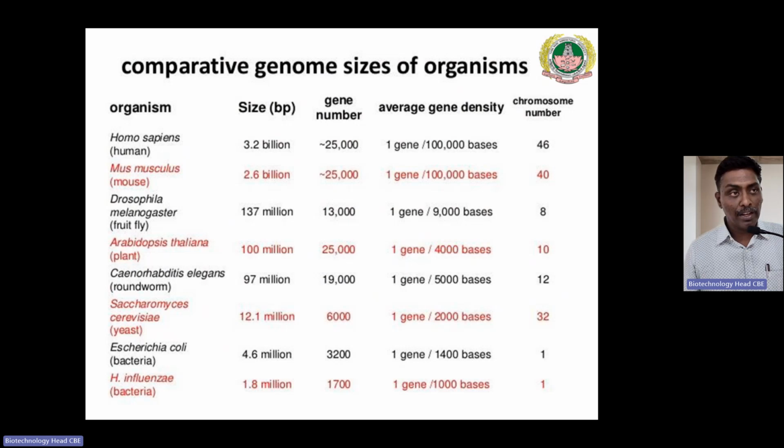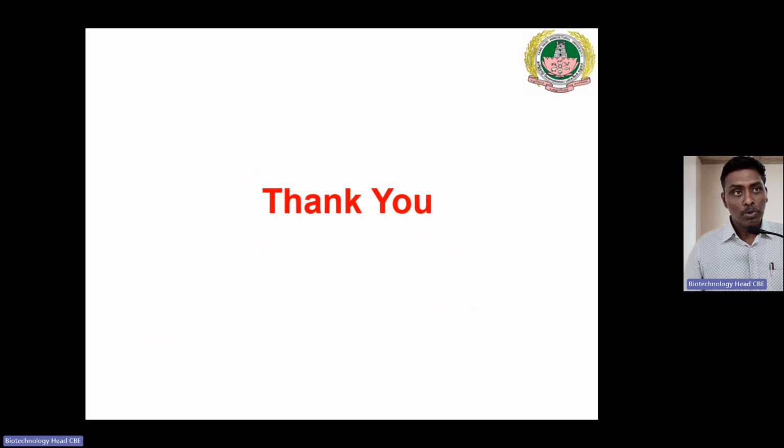Another example is Haemophilus influenzae, a bacterium. The genome size is 1.8 million base pairs. The gene number is around 1,700. It also has only one chromosome. So in this lecture, we clearly discussed how genomes are organized in prokaryotes as well as eukaryotes. This information is highly helpful for you to easily understand the prokaryotic and the eukaryotic cells.